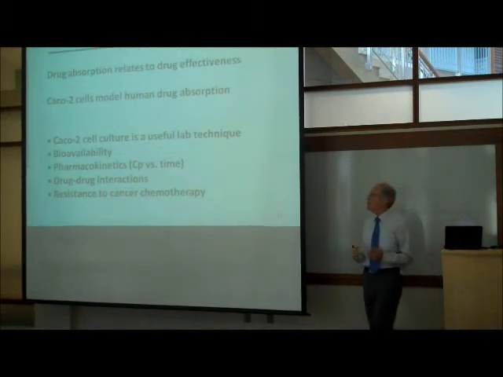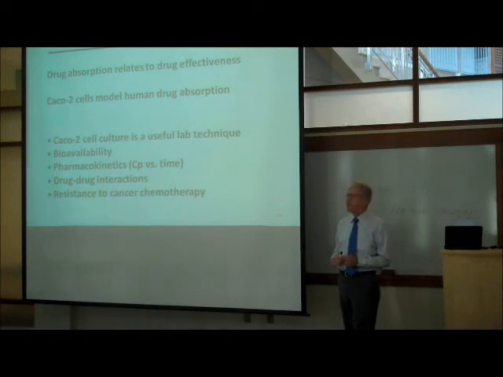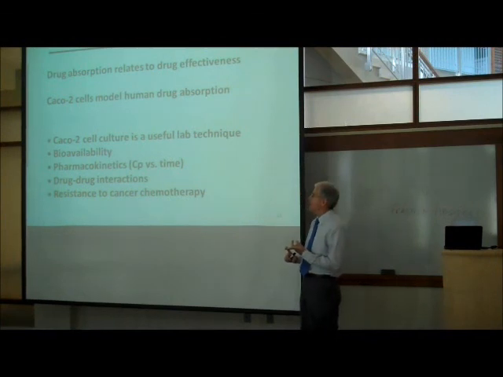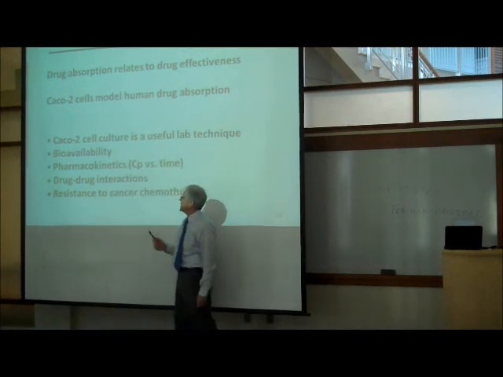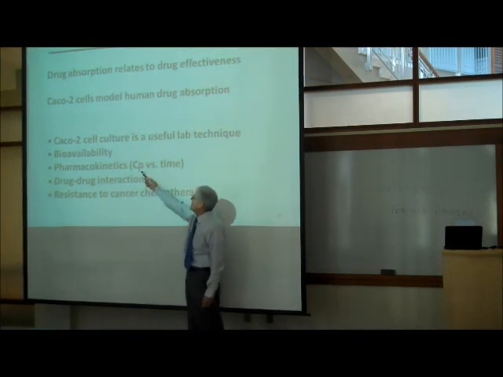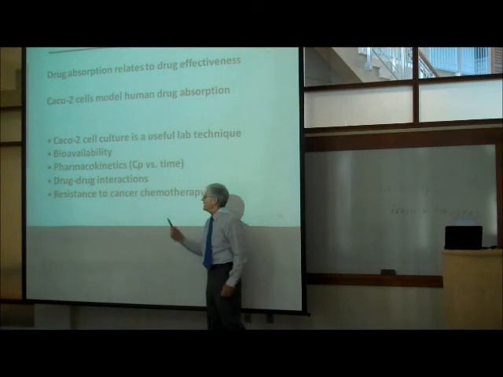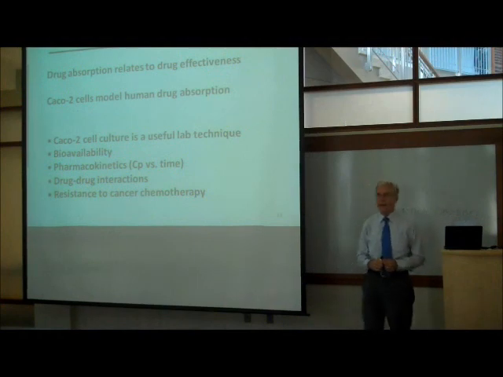So then to summarize, the points that I've covered are that drug absorption relates to drug effectiveness. Caco-2 cells can be a very useful and very easy model for studying human drug absorption in the laboratory. They are an easy-to-use lab technique, and they can be used to study bioavailability of drugs. They can be used to study the pharmacokinetics of drugs, that is, the changes in concentration versus time. They can be used to predict drug-drug interactions, and they can also be used as a predictor of resistance to cancer chemotherapy. Any questions from anyone?